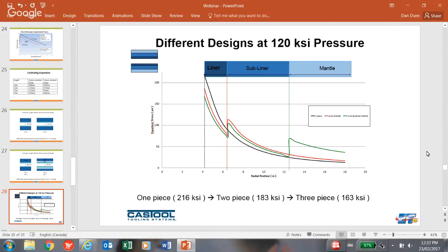If we take those 3 designs once again and we plot them on another graph comparing KSI, we notice that the lower the KSI is, the better for the container and the least amount of deflection. The 1-piece is 216 KSI, 2-piece is 183 KSI, and the 3-piece is 163 KSI.